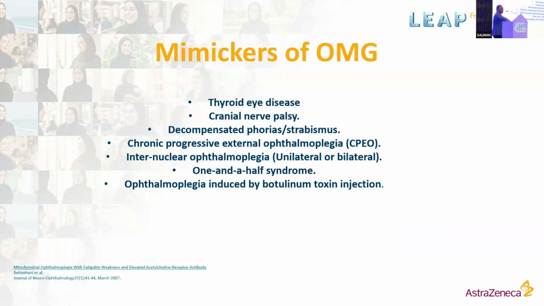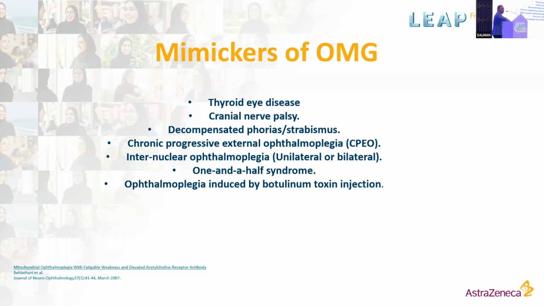So mimickers of ocular myasthenia: thyroid disease, cranial nerve palsy, decompensated strabismus, and this is something that is probably challenging for a neurologist to diagnose. You really need the help of an ophthalmologist, so refer the patient to the ophthalmologist. Things like mitochondrial myopathy and INO, other central ocular motility syndromes.